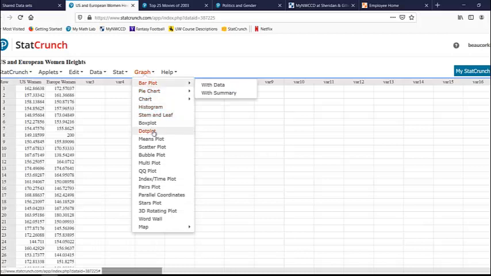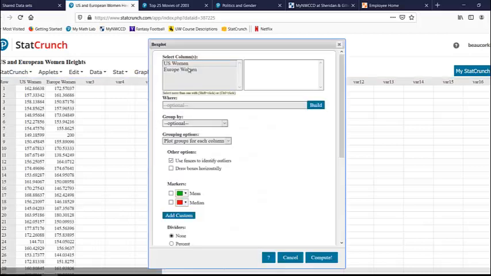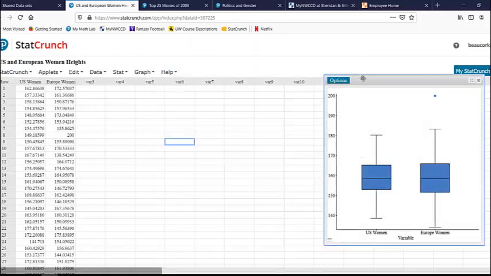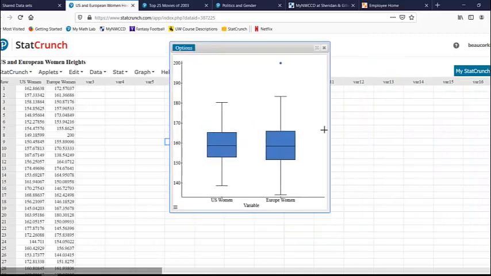We're going to graph this with a box plot and control click them both in, use fences to identify outliers and compute. This creates what is known as side-by-side box plots. By far, this is one of the biggest uses of box plots because you compare the box plots next to each other. So looking at this, we can see that the medians are about the same, all right?